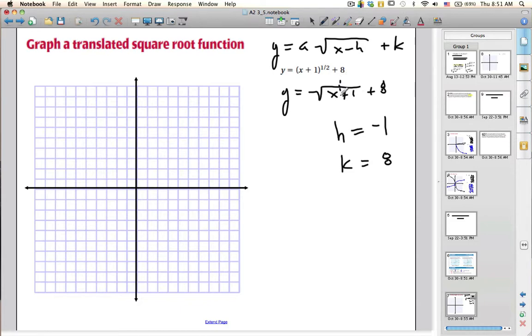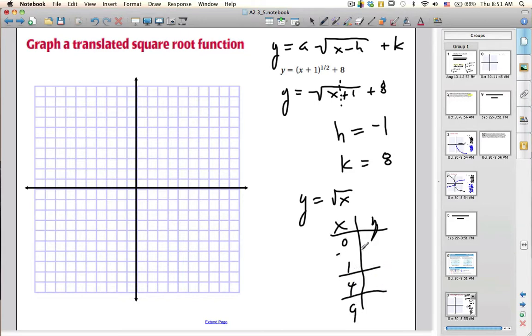So then I'm going to now just graph the parent function, y is equal to the square root of x. Because I'm just working with the parent function, I'm still going to use the exact same inputs, 0, 1, 4, and 9, giving 0, 1, 2, and 3. And if I graph this, 0, 0, 1, 1, 4, 2, 9, 3. This is what this graph looks like.